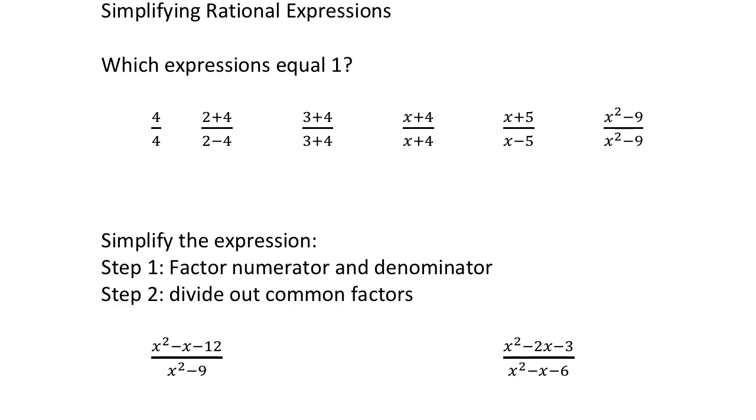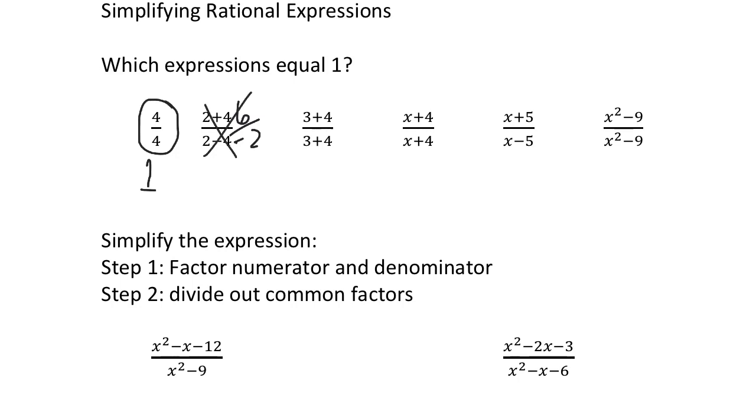So we have 4 over 4. Clearly we know this equals 1. When we look at the next one, it's 2 plus 4 divided by 2 minus 4, which gives me 6 over negative 2, which definitely does not equal 1.